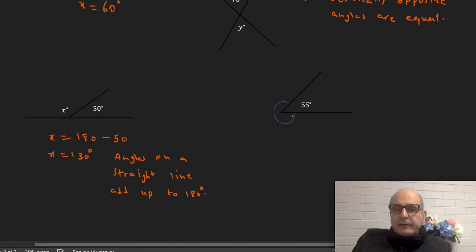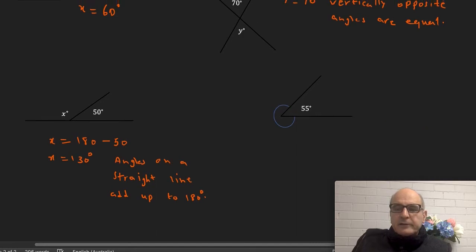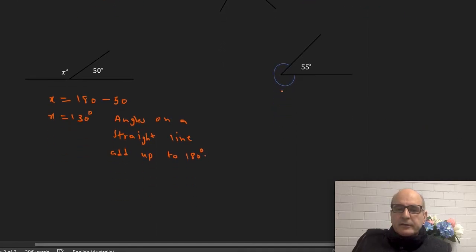Here they have given me this 55 and they want me to find this outside angle. This type of angle is called a reflex angle. So that's the reflex angle. What is a reflex angle? A reflex angle is greater than 180 degrees and less than 360. That's a reflex angle.